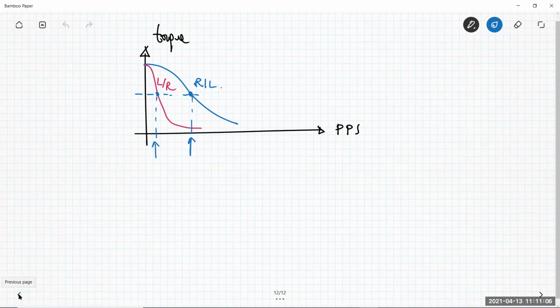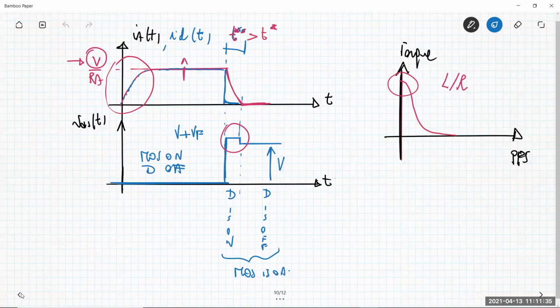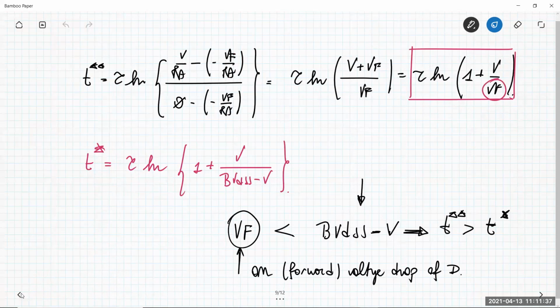Of course, this is not the end of the discussion, because we can do much better than what we saw up to now. For example, just to summarize all our understanding up to now, and then we prepare something that I can explain tomorrow. For example, let's start from the turn on.